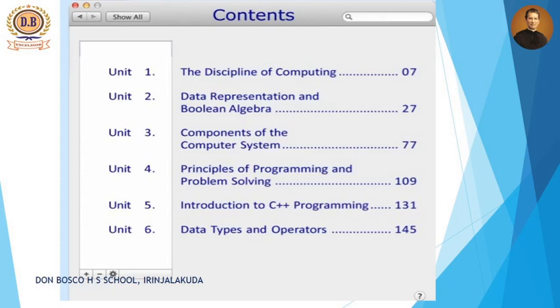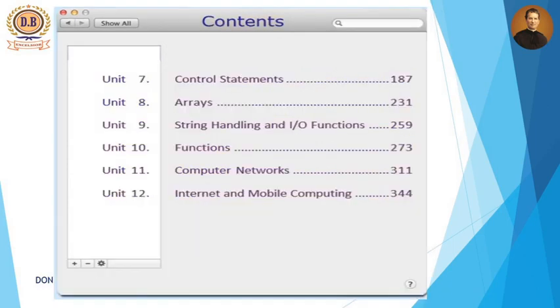Okay, then. So this is the first volume content, and the second one is your second volume textbook contents. We will start with the 7th chapter, control statements. From this chapter onwards we are going to start writing C++ programs. Then 8th chapter, arrays. Some of the students are from ICT, they know what arrays mean, because arrays is also a topic relating to programming. The next one, string handling and input-output functions. This is also relating to programming.